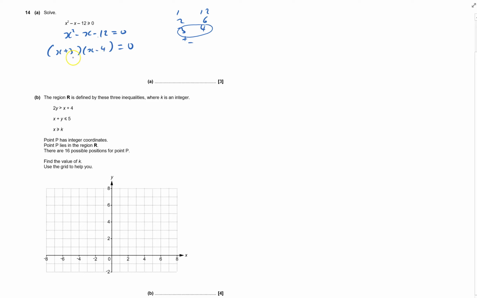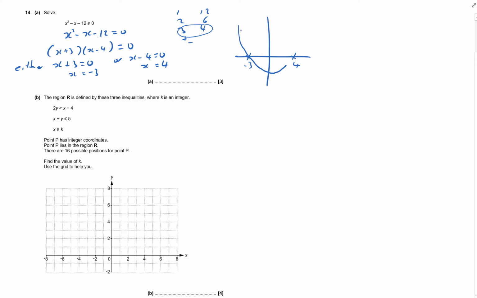and plus 3. So that means that something times something is 0, so either one of them is 0 or the other one is 0. So x equals negative 3 or x equals 4. And now I'm going to draw a graph of it. So x is negative 3, x is 4, that's when it equals 0, and it's an x squared graph, so it's going to be U-shaped, like so.